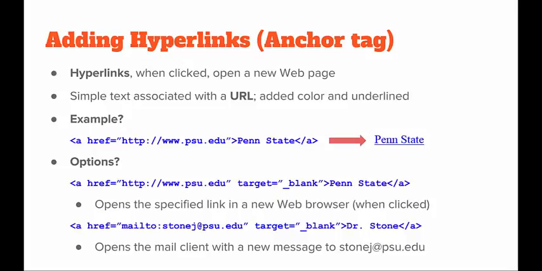There are some other attributes that you can mess with in terms of the anchor tag. One of them is called target and allows you to specify how the new web page will be launched. By specifying an underscore blank for the target, it will open the new page in a new web browser or a new tab depending on which particular browser you're using. You can also change the href to use something other than HTTP. For example, if you say mailto followed by a colon followed by an email address, it will launch the mail client installed on that computer and allow you, for example, to email someone at stonej@psu.edu.